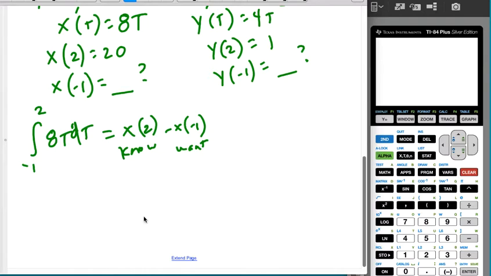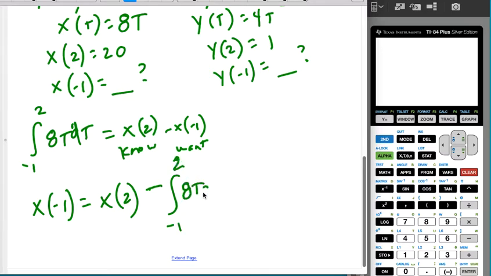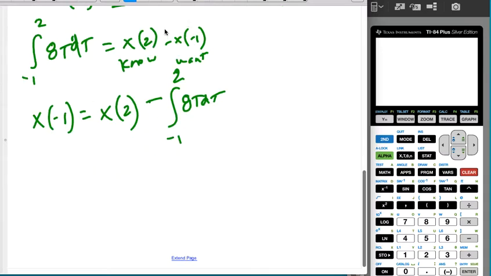So if I move the x of negative 1 over and subtract the integral, I could actually just integrate and never find the constant, right? I could just say, hey, I'm not going to bother to find the constant. I'm just going to integrate this thing. And I'll just show you it comes out the same. You could do the same for y.